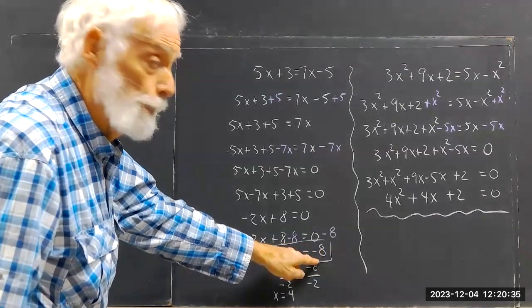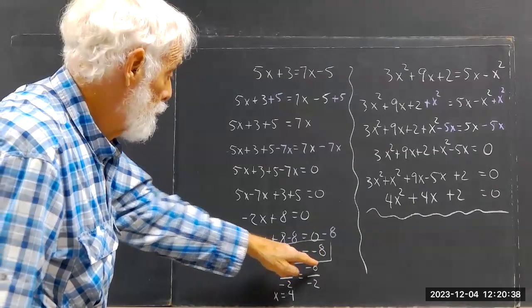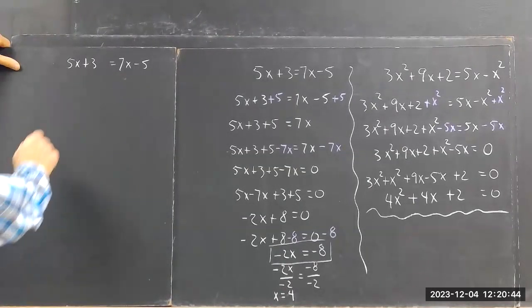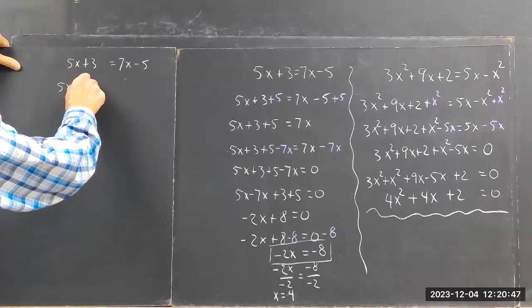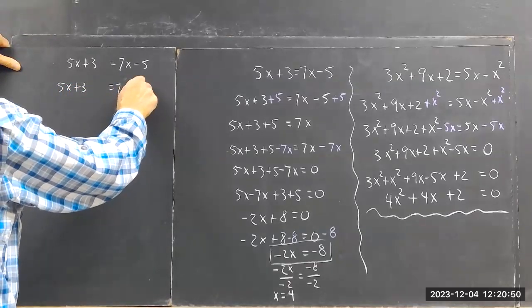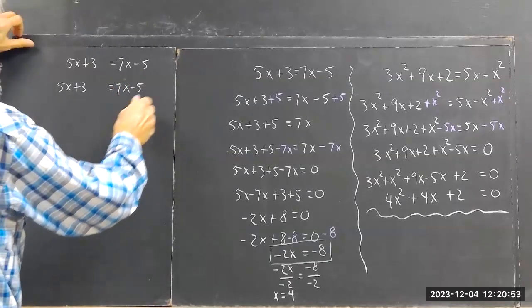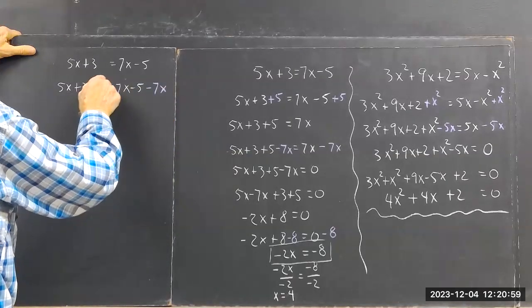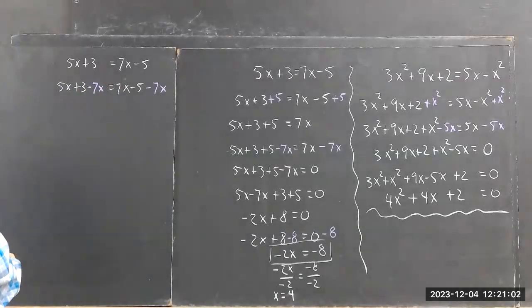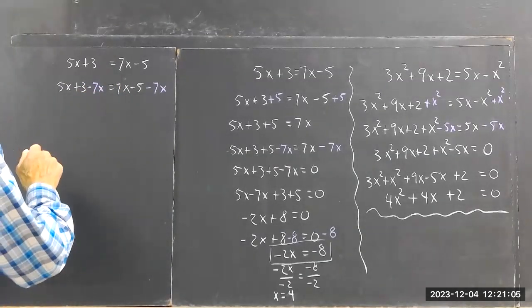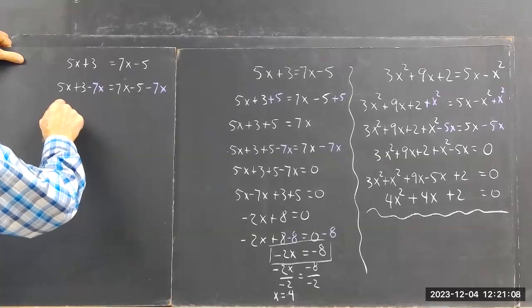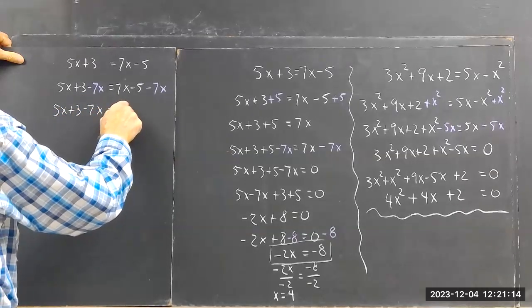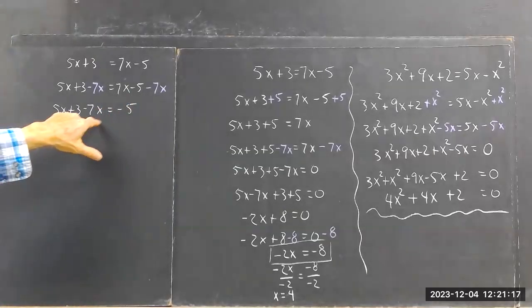I'm going to want just the numbers on this side. So I want to get rid of the x term on this side. To get rid of the x term on this side, I do 5x plus 3. First I write it out, equals 7x minus 5. Then we do minus 7x over here, because 7x minus 7x is going to give us 0. And we get 5x plus 3 minus 7x equals 5.